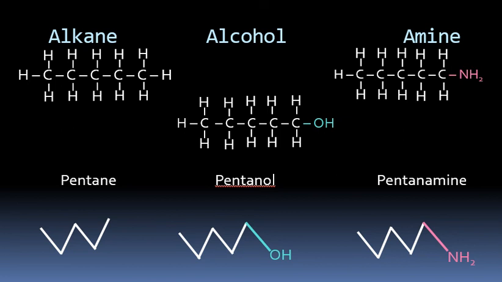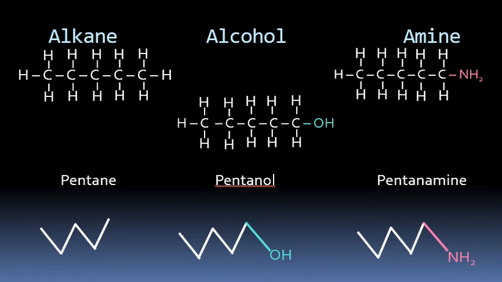And the situation is pretty similar for, say, hexane, heptane, octane, nonane, or decane. Effectively, if you substitute an alcohol or an amine group onto your molecule at the end, then simply keep the root word and replace the final E with either OL for an alcohol or amine for an amine. And the line structures should be intuitive.